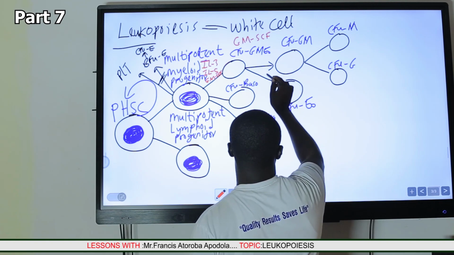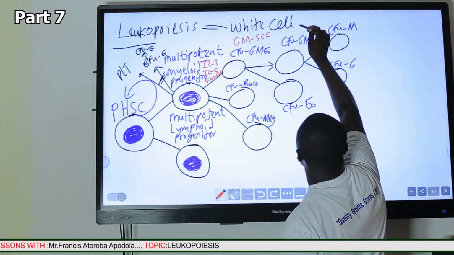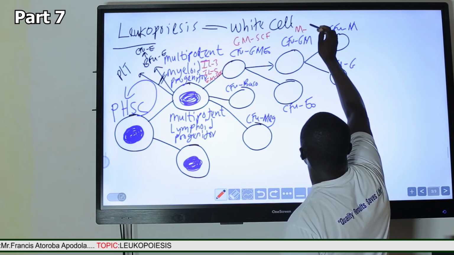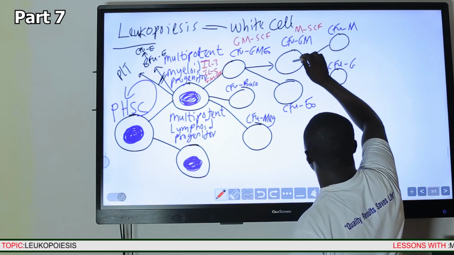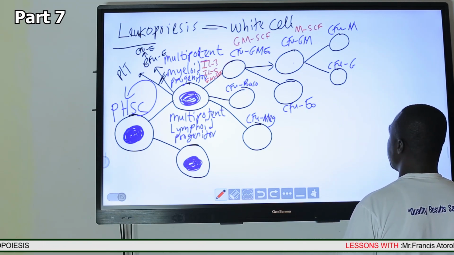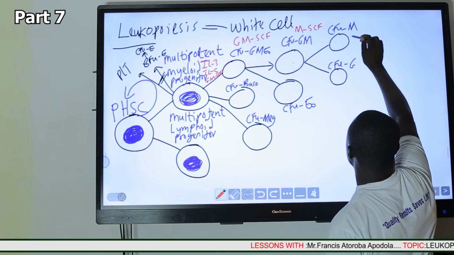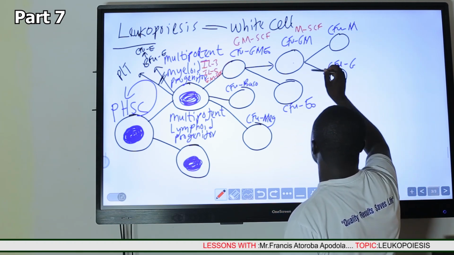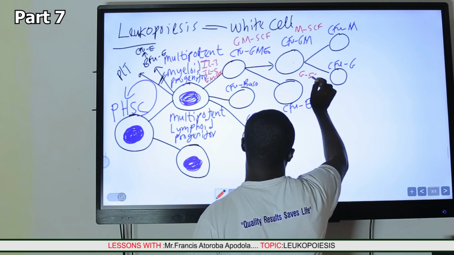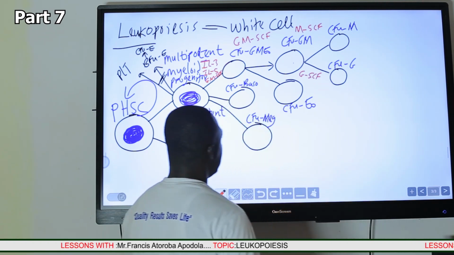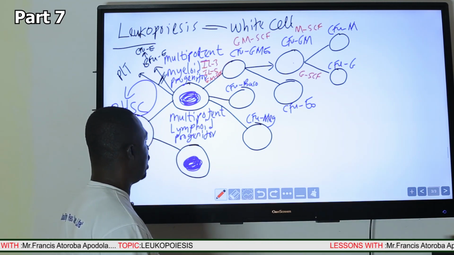So here we have a monocyte stem cell stimulatory factor. If I have monocyte stem cell stimulatory factor, it acts on this particular granulocyte monocyte colony. It will make the granulocyte monocyte stem cell differentiate in the lineage of what? The monocyte. And in this direction, we will need granulocyte stem cell stimulatory factor. The granulocyte stem cell stimulatory factor will cause this colony to differentiate in the direction of the granulocyte lineage.